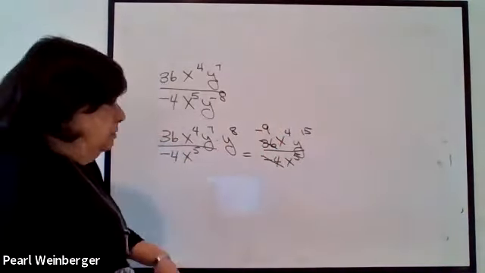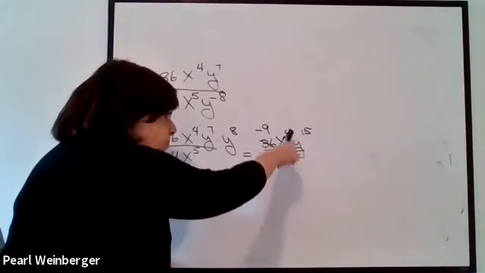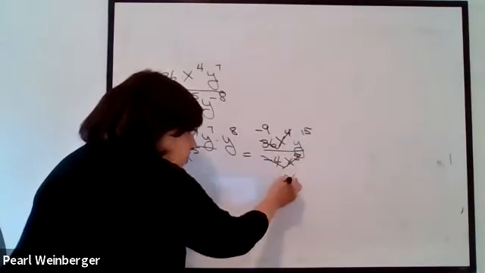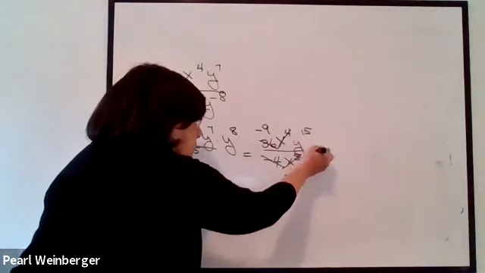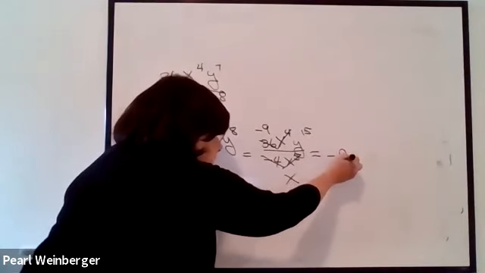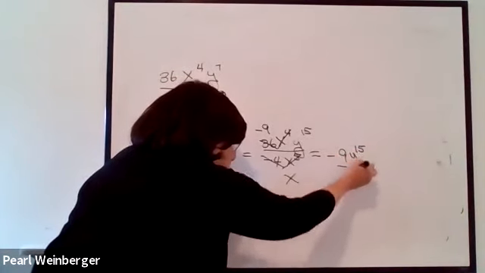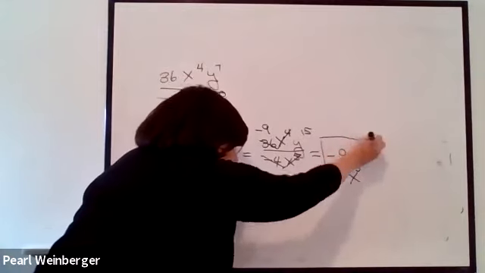And the x^4 and the x^5, those are the same letters. I'm going to cross out the one with the lower exponent, and subtract that exponent from the higher one. So 5 minus 4 is 1. That'll give me x to the 1, or just x. And notice it's in the denominator because that's where the larger exponent was. So my final answer in simplified form is negative 9 y to the 15th over x. This is your final answer.